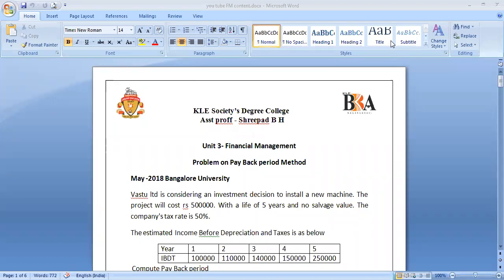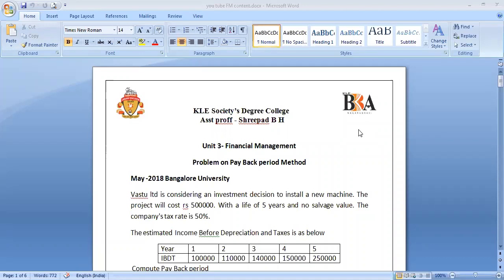Today, I am going to discuss a method, the capital budgeting of financial management, Unit 3 of Bangalore University syllabus. The problem has appeared in May 2018 examination.